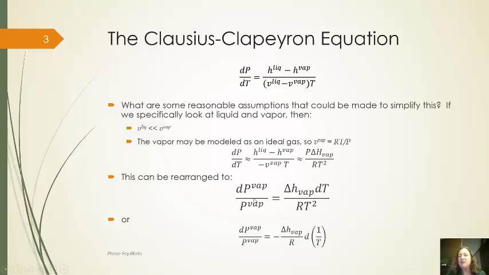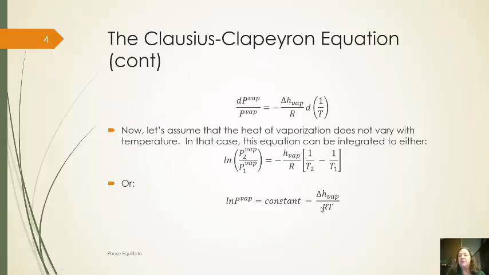We can rearrange this. This is correct. This is a form of the Clausius-Clapeyron equation, but frequently we rearrange it so that the variables are separated: dP over P equals delta H dT over RT squared. I personally prefer this form, but a lot of people will rewrite it one step further: dP over P equals delta H over R, times the differential of 1 over T, dT over T squared.